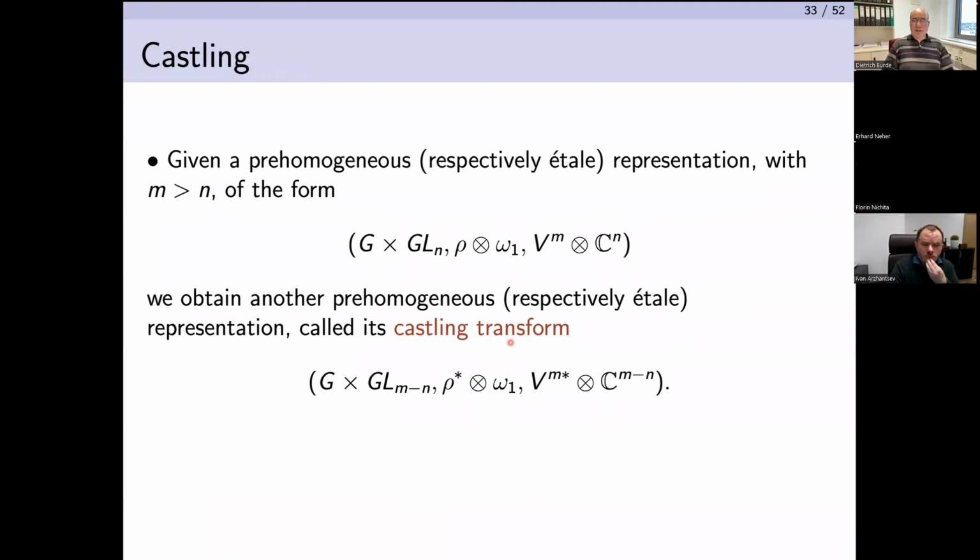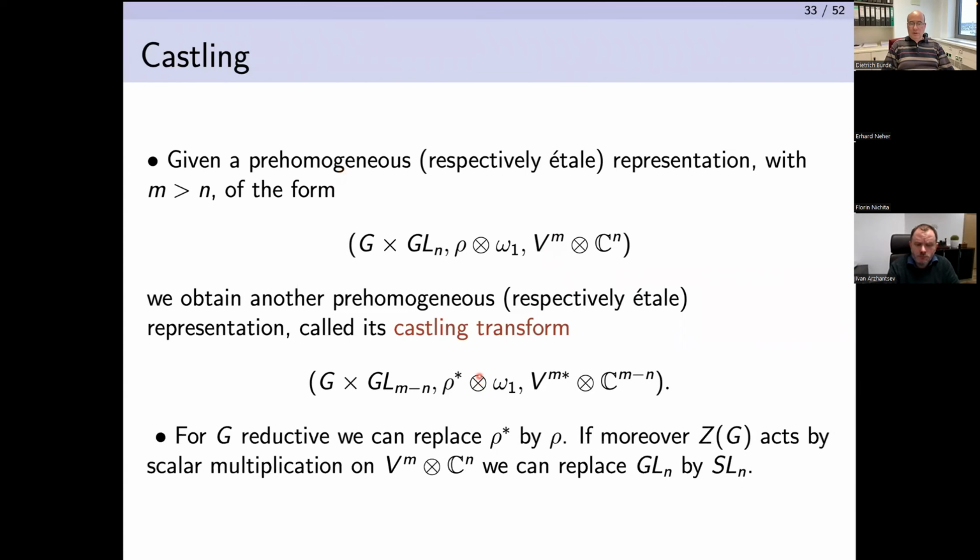And from the prehomogeneous setting, there was something known as castling. Castling means you start with one which you already know is prehomogeneous, you make it larger, and then the castling transform is again prehomogeneous. And that also works for Etale. So you can make it bigger, and you get more examples once you have an example. The technical details are not so important for us here. We can even work with SLN instead of GLN. So maybe this is only a formal definition.